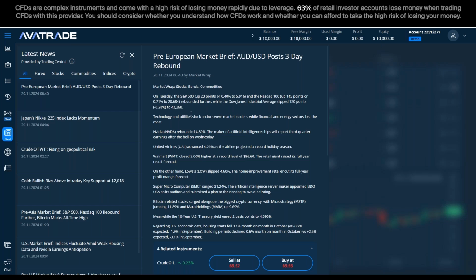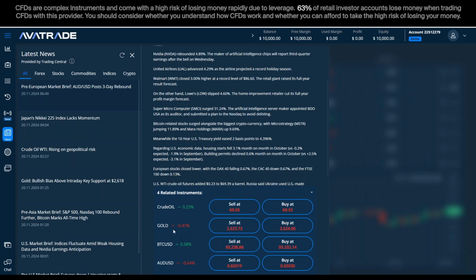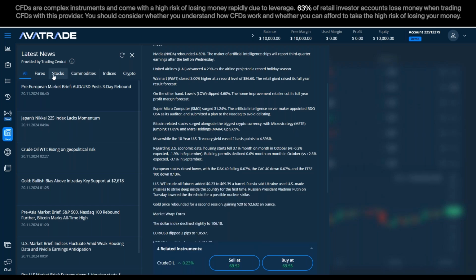And also mentioned here below, if I go through this article, I can see here at the bottom related instruments. If I click it to fold it down, I can see also potentially which instruments can be impacted by what's written here. Okay, perhaps oil, gold, Bitcoin, or Aussie versus dollar might have an impact. Other than that, I can simply go through the categories and choose what I want.